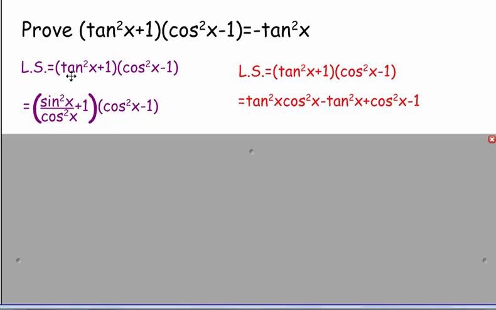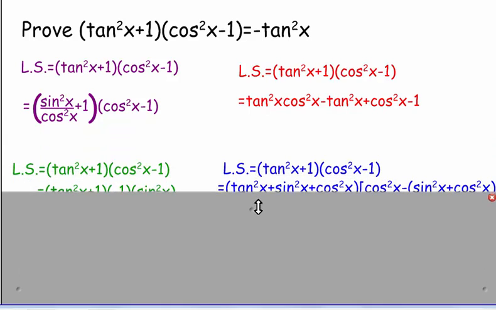One possibility would be that we have tan squared here. We know that tan is equal to sine over cos, and so substituting there makes perfect sense. Over here, exact same question. If I look at it, I see that I have two binomials being multiplied, and so multiplying through, tan squared times cos squared and so on, seems like it makes perfect sense as well.